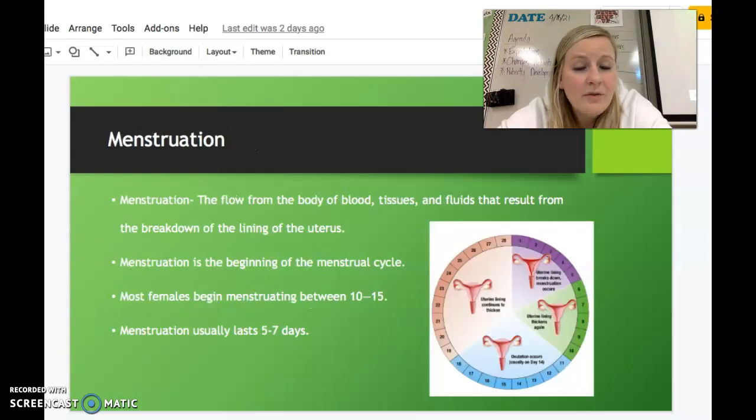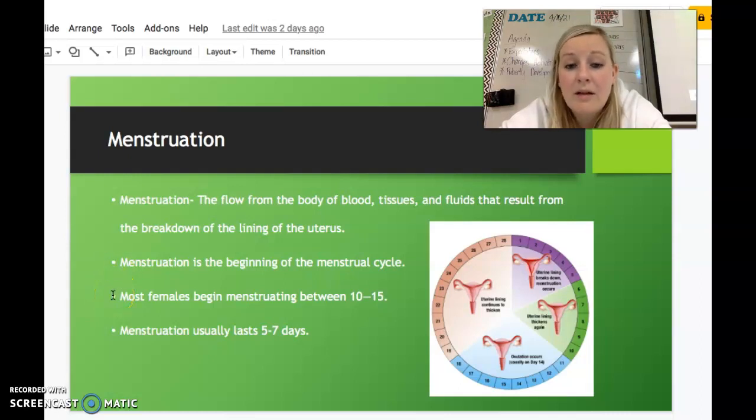Menstrual cycles for our females. Menstruation is just the flow from the body of blood, tissues, and fluids that results from the breakdown of the lining of the uterus, so the breakdown of that endometrium. Menstruation is the beginning of the menstrual cycle. So the first day of a female's period is going to be the first day of her menstrual cycle.